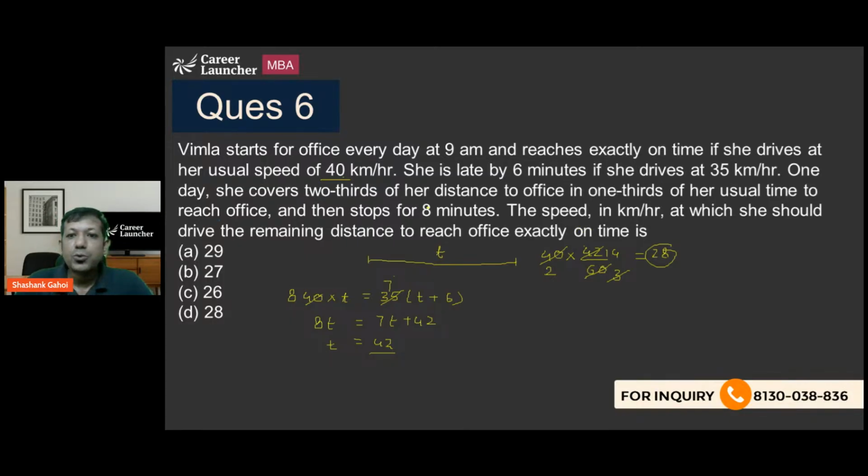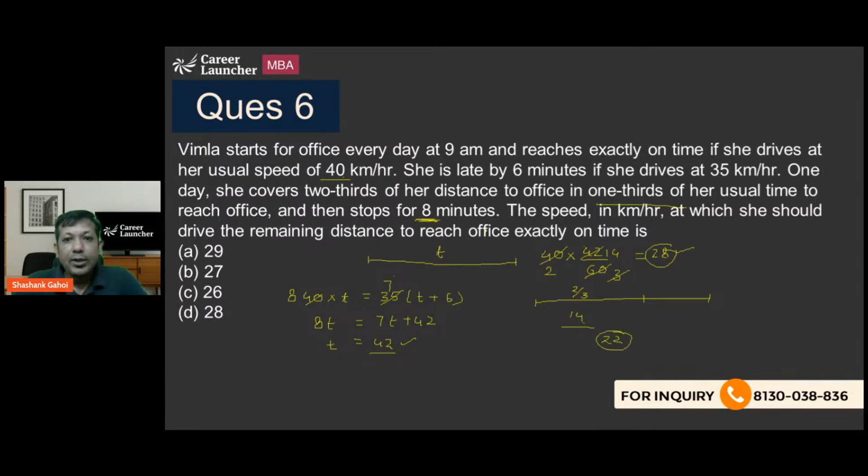One day she covers 2/3 of her distance to the office in 1/3 of her usual time. So she is going to cover a total distance, I don't care, it's 28 or something. I'm saying she has covered 2/3 of the distance in 1/3 of the time. So 1/3 time is what? 14, right? So she has covered 2/3 of the distance in 14 minutes. Okay. Now she stops for 8 minutes. So 14 minutes she has traveled, 8 minutes she has waited. So till now she is sitting at 22.